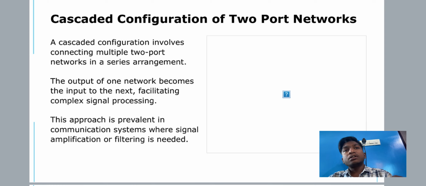Cascade configuration of two port networks. A cascade configuration involves connecting multiple two port networks in a series arrangement. The output of one network becomes the input to the next, facilitating complex signal processing. The approach is prevalent in communication systems, where signal amplification or filtering is needed.